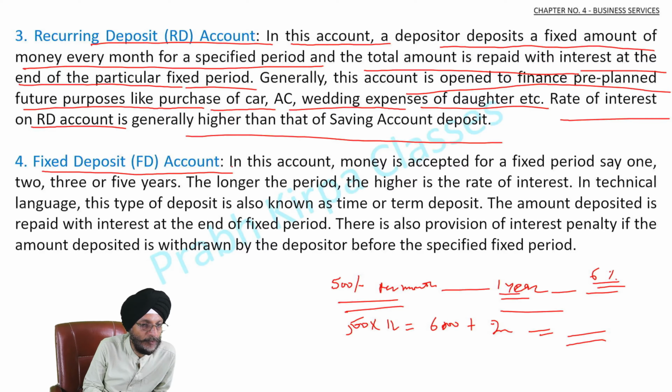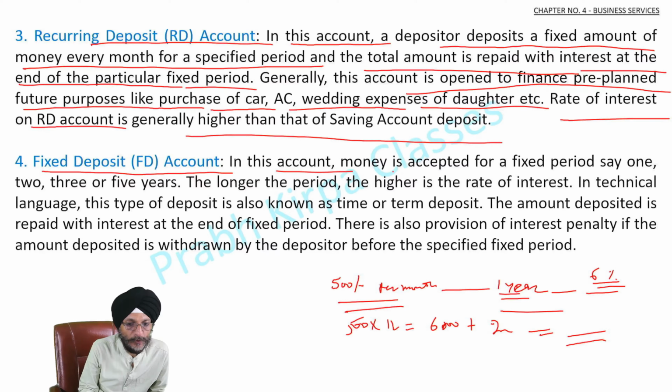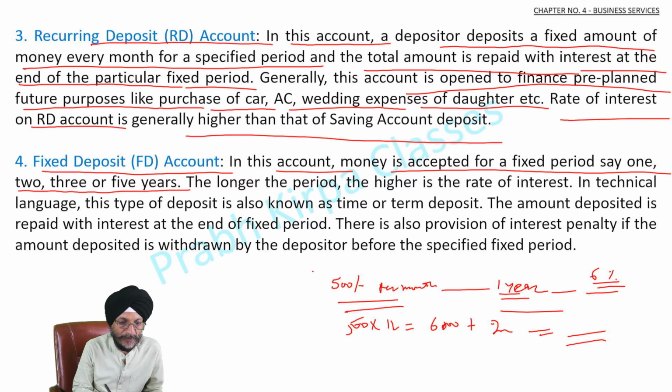Next comes the fixed deposit account. In this account, money is accepted for a fixed period, say 1, 2, 3 or 5 years. Here we do not deposit per month. Here the amount has to be deposited with the bank in a lump sum. Suppose we deposit 50,000 in the bank for a period of say 1 year or 2 years or more.